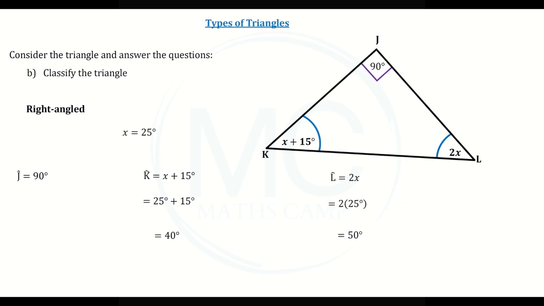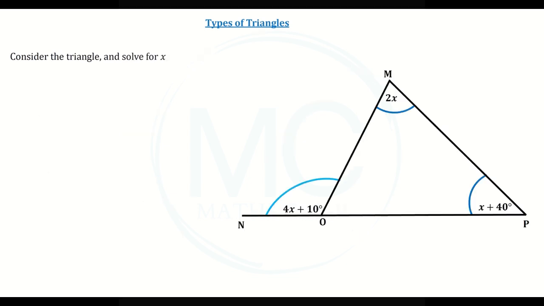All three angles are different. This tells us that all three sides are different as well, which means that this is a right-angled scalene triangle. Let's do one more example. Consider the triangle and solve for x.